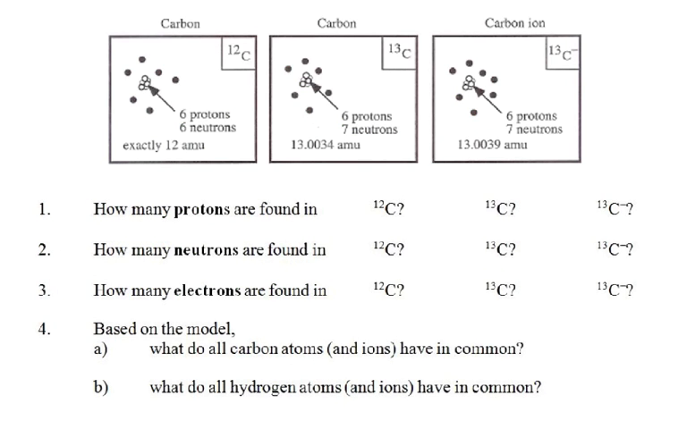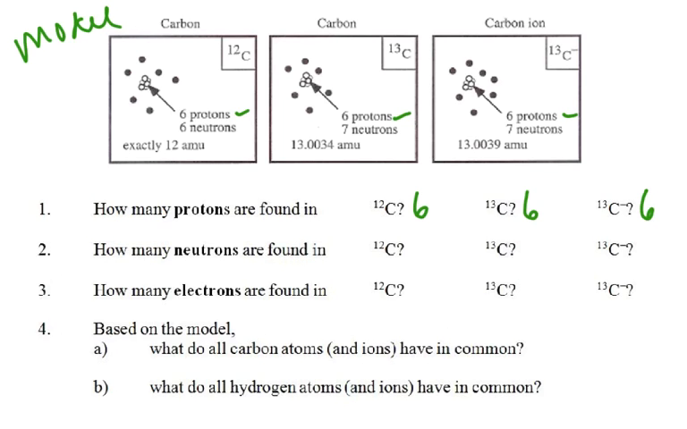Now, you've already gone through these questions. How many protons are found in carbon-12? These little pictures are called models. All we have to do is look at this and say, okay, there are 6 protons. So we'll say 6. And how many protons are in carbon-13? We also see there are 6 protons. And in carbon-13 with a minus charge, there are also 6 protons.